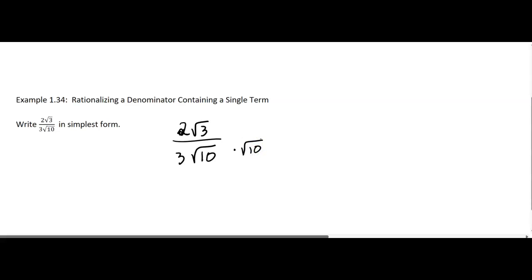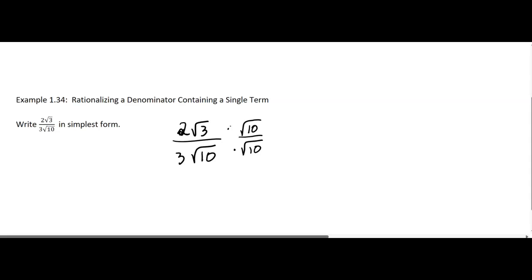I'm allowed to do that as long as I do it to both the numerator and the denominator, right? It's like getting a common denominator. You can multiply by whatever you want in a fraction as long as it's the same in both the numerator and the denominator and it's not 0.